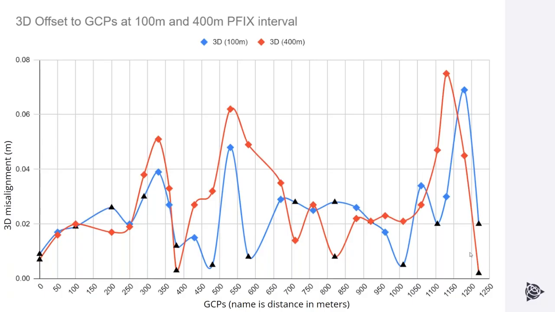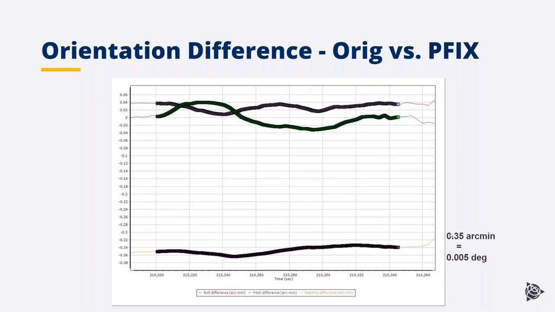To me, this would say that pfix is actually a very powerful tool when you need to get rid of big offsets, big orientation misalignments, and so on in bad areas. Also, we have another graph here. This is a difference graph between the original trajectory and the pfix adjusted trajectory.